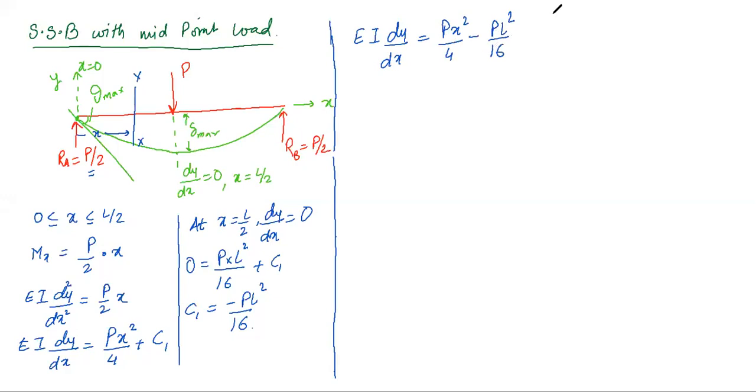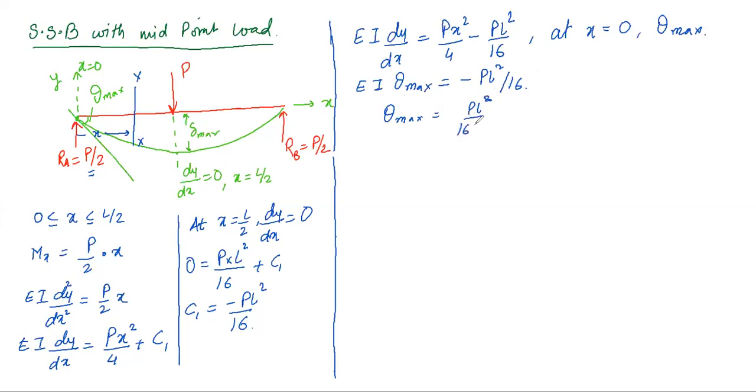Now on this equation अगर हम बोलते हैं, can we define at x is equals to 0, we will get the theta maximum, right? So put the values of x equals to 0. So the equation is defined as EI theta max is equals to nothing but minus PL square by 16, right? So theta max is defined as PL square by 16 EI. Just take it as a mod because it is in terms of theta, so we can define it in a positive manner, right?